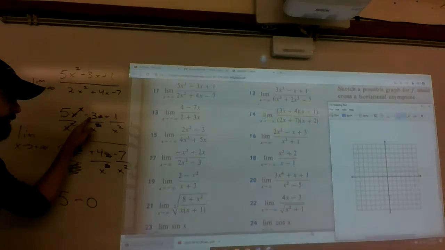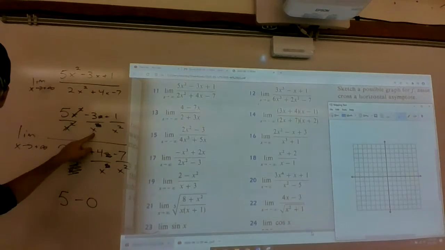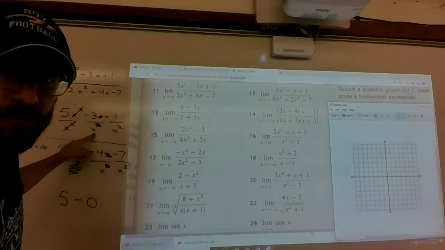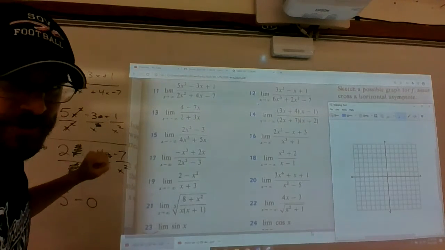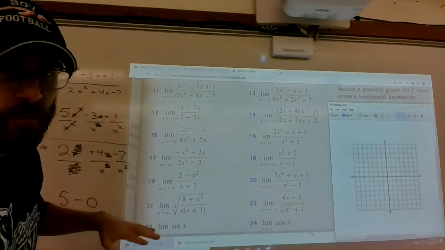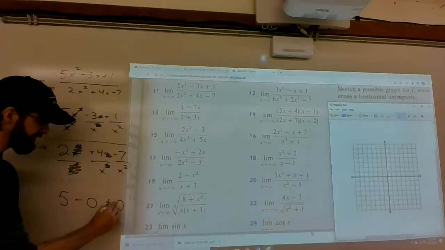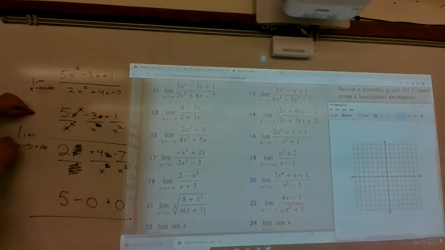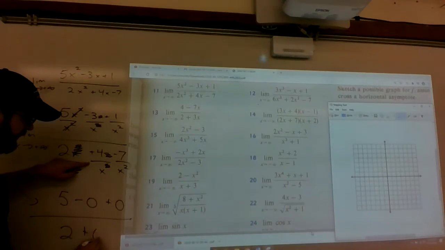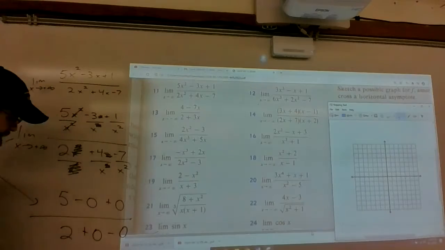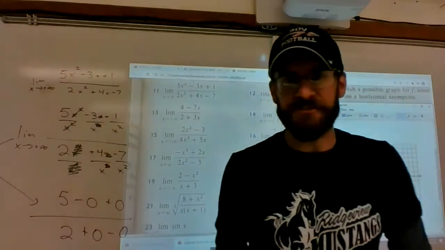And again, think of the metaphor: let's say I have $3 and I divide it amongst an infinite number of people. Even think about the number of people in the world. People would not get very much money. It'd be like 0.000000000 whatever cents. Same thing here. That zeroes out. That's the top of the fraction when you plug in infinity. The bottom's going to be 2 plus 0 minus 0. So the answer to number 11 is 5/2.